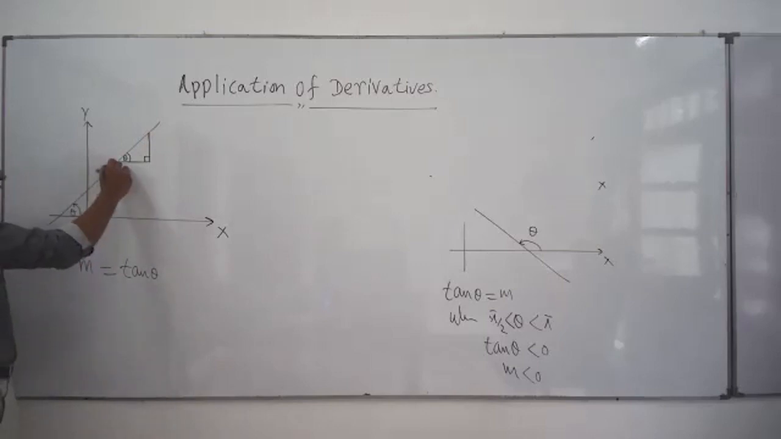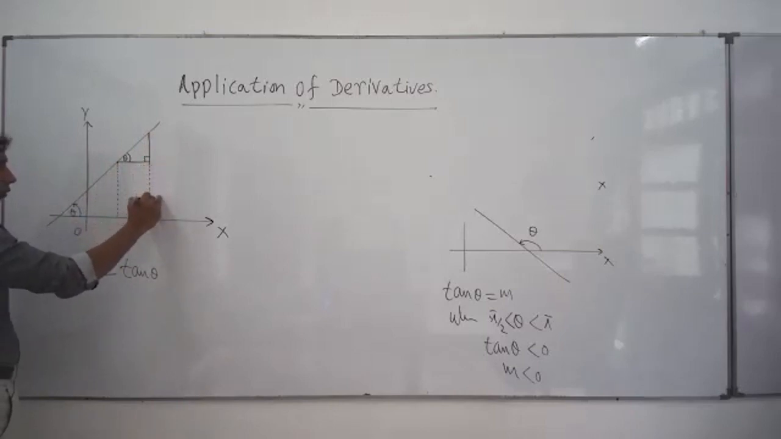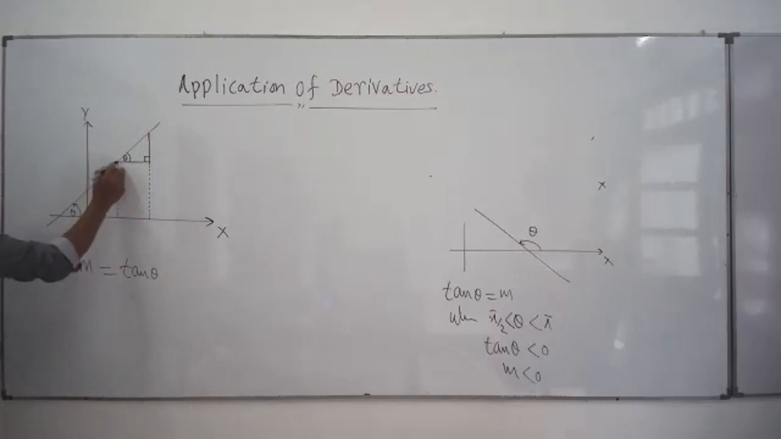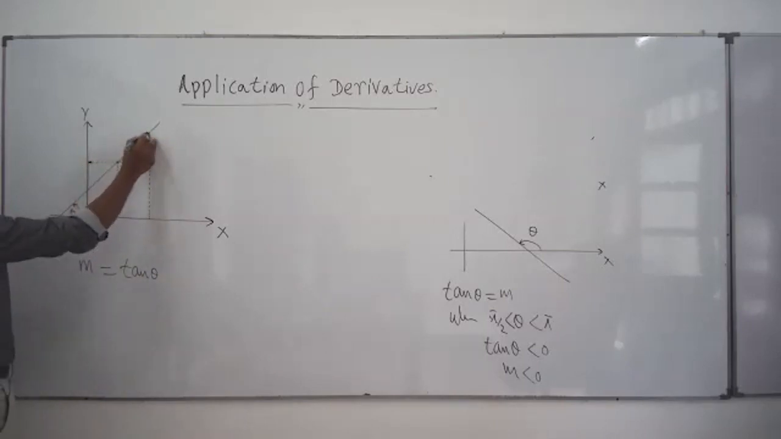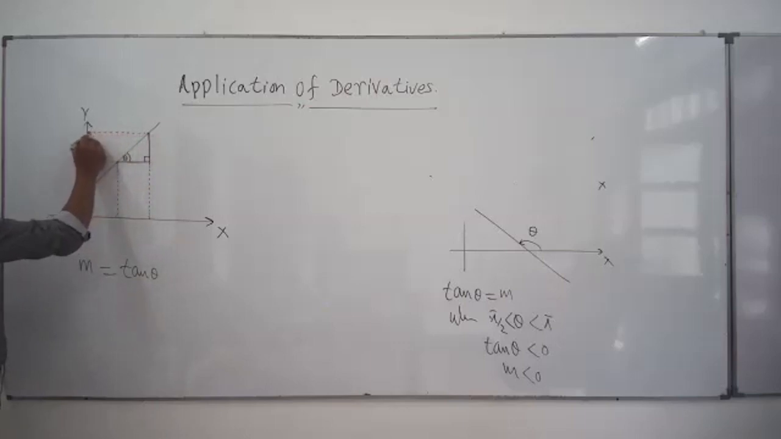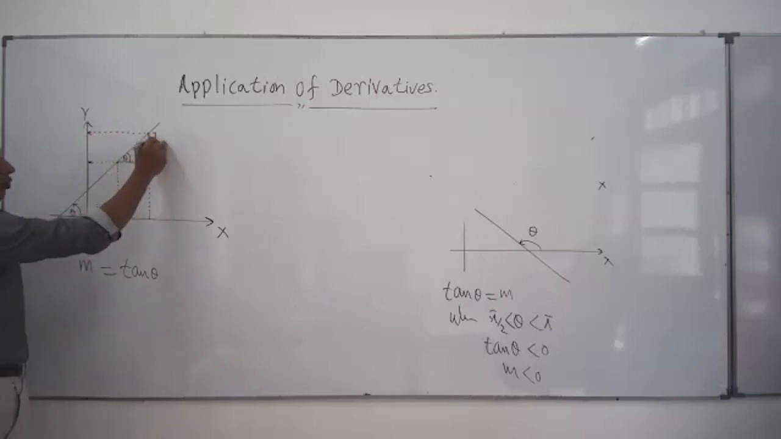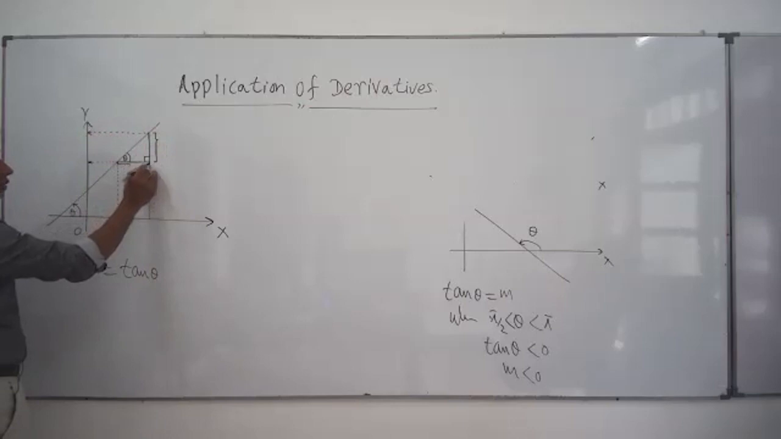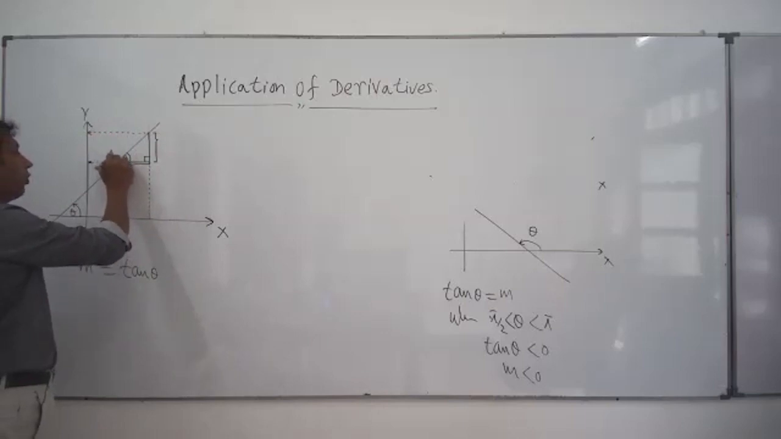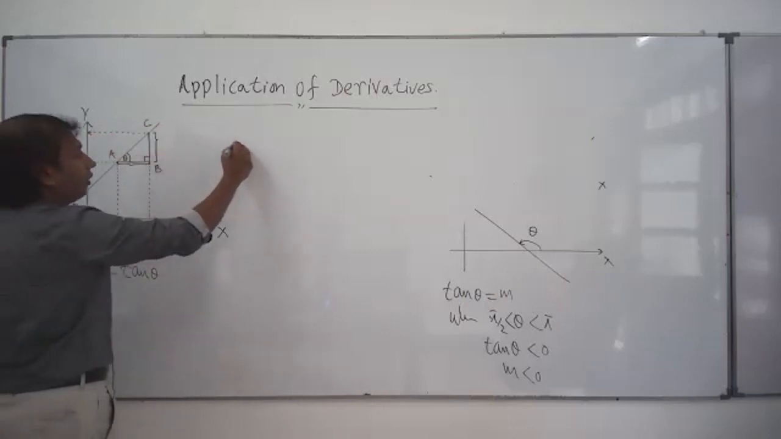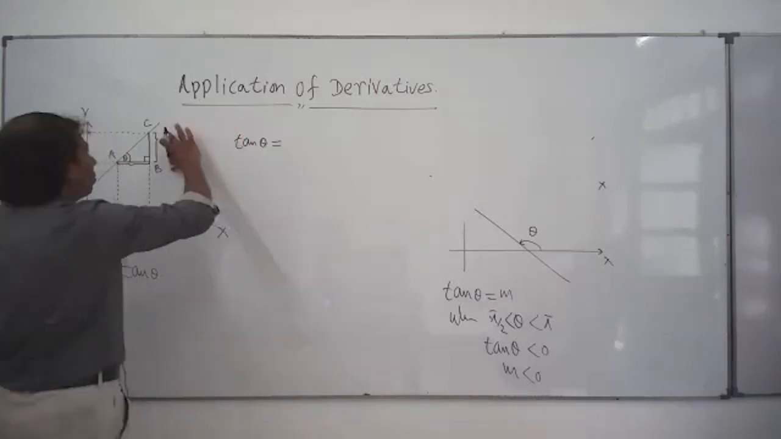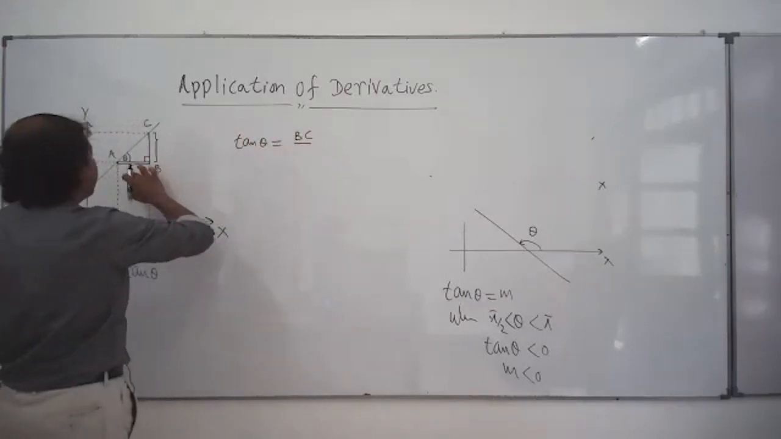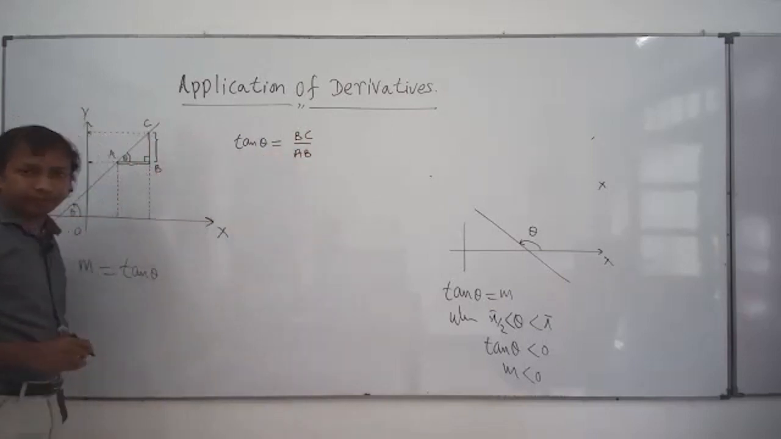So now I drop a perpendicular from here to the x-axis like this. Another perpendicular here to the x-axis like this. And on the y-axis as well, I draw perpendiculars like this. Then you can write tan theta by using this triangle: the opposite side divided by the adjacent side. People, let us take this point as A, this as B, and this as C. Then tan theta is the opposite side BC divided by the adjacent side AB.